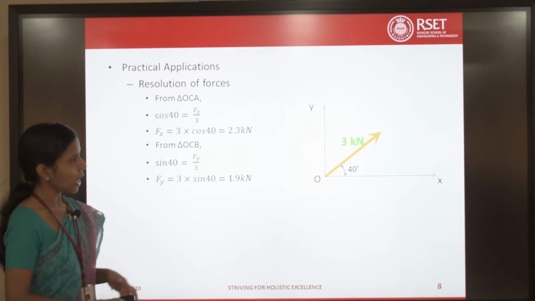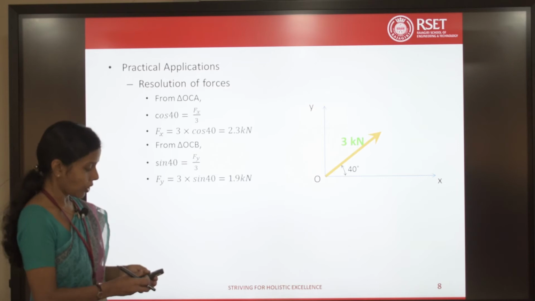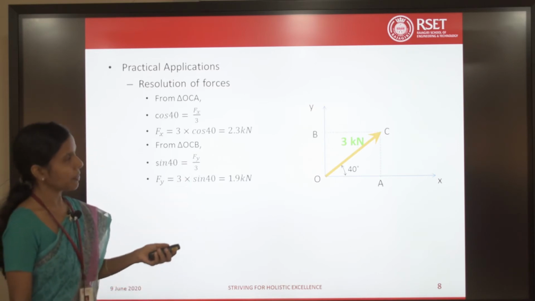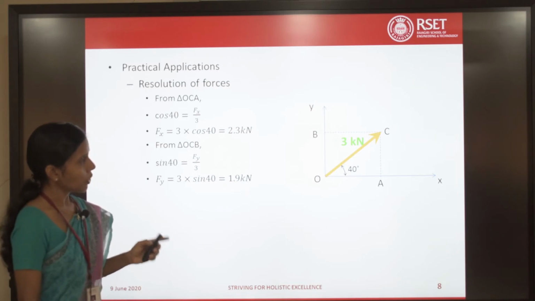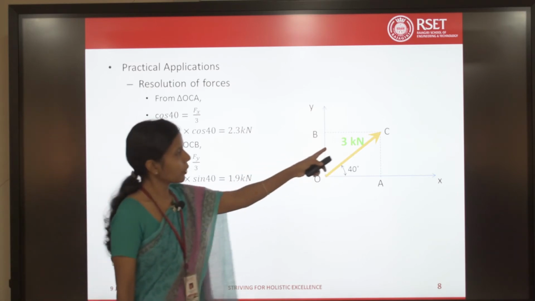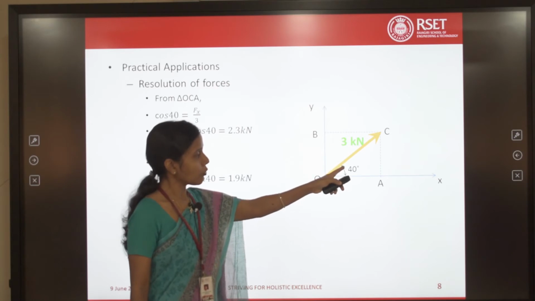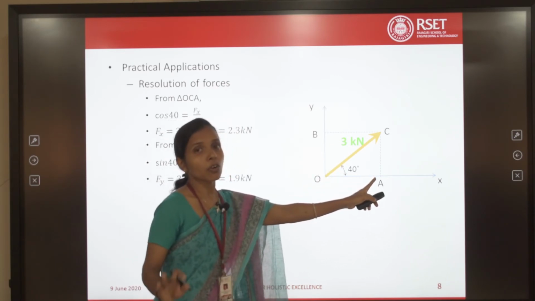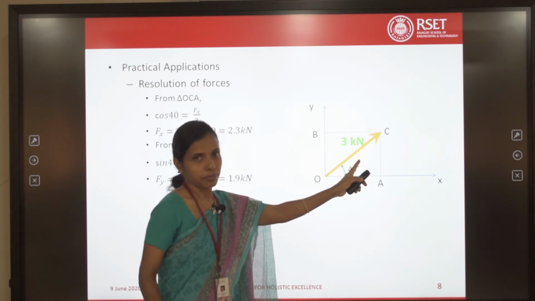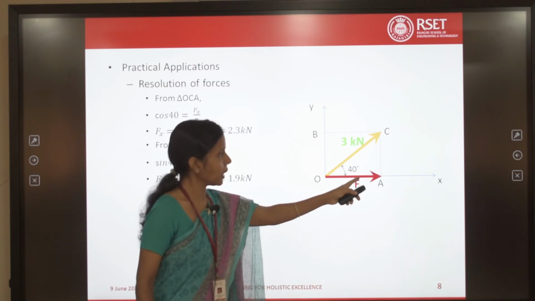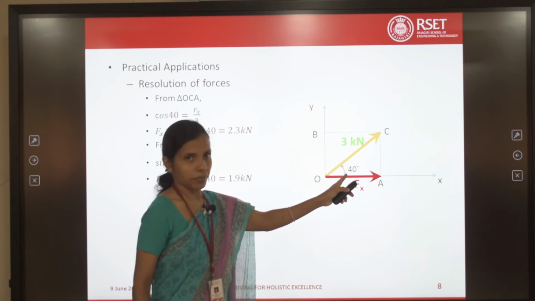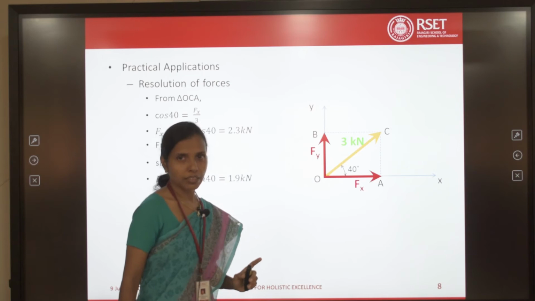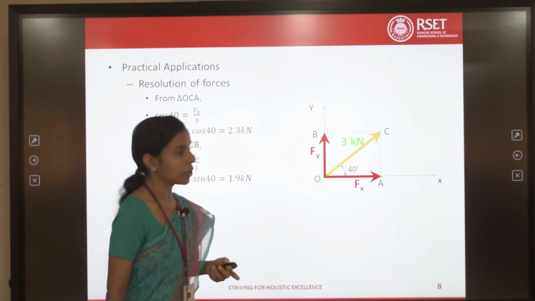Now, you do not have to think or remember on this triangle, OBC and OAC, it is not required. What you have to remember is, if 3 kilonewton is making an angle of 40 degrees with OA, then the component along OA will be the cos component of R. That is, Fx will be 3 cos 40 and Fy will be 3 sin 40, okay. That is how it is easy for you to remember.